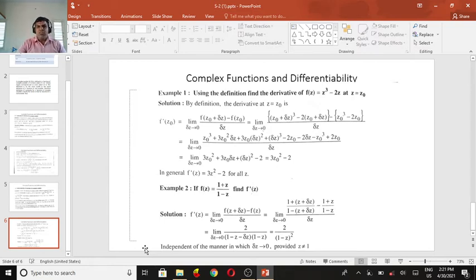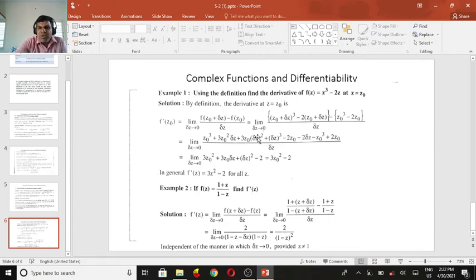So I take an example using the definition, and find the derivative of f of z equal to z cube minus 2z at z equal to z naught. By definition, the derivative at z equal to z naught is: I apply the definition, limit delta z tends to 0, f of z naught plus delta z minus f of z naught divided by delta z, equal to limit delta z tends to 0. So replace z by z naught plus delta z.